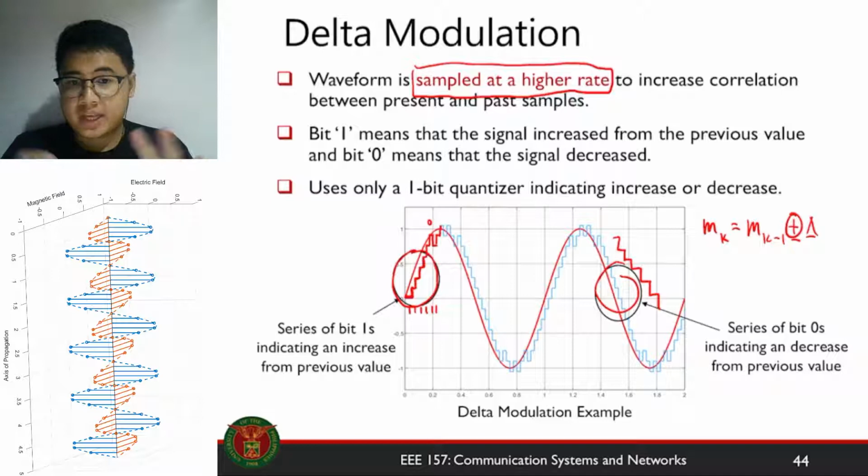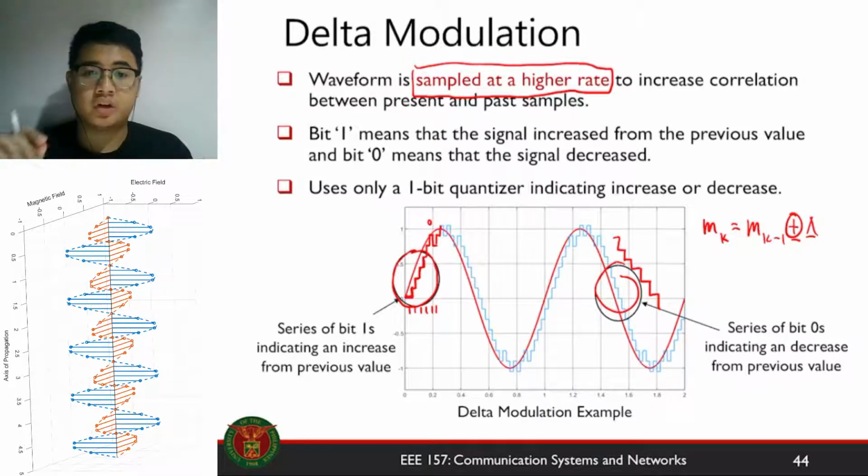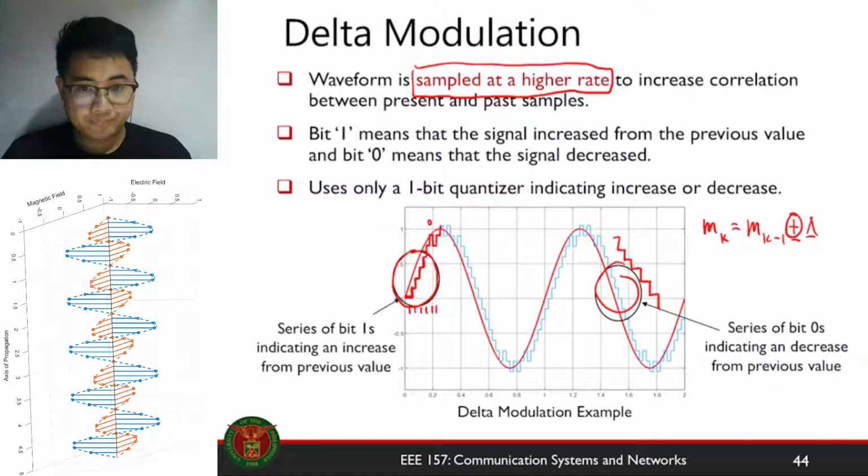So we can see how you need a larger sampling rate here. If you have a larger sampling rate, you will be able to track your original signal properly. Okay, what's the downside to this delta modulation?